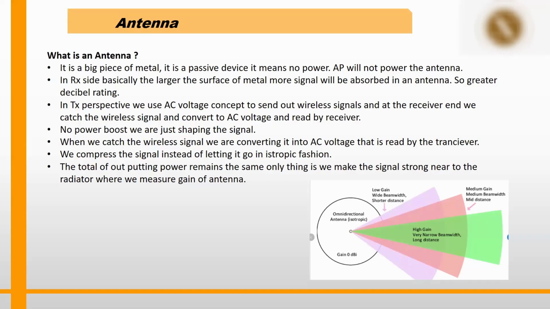But in real-time scenarios, when a user is sitting at a distance from the AP, he normally gets the signal at minus 67 or minus 72, in that range. It's not a hard rule. It is a good signal we are saying. That means the receiver is able to understand the signal.